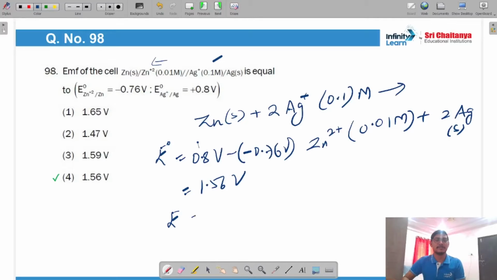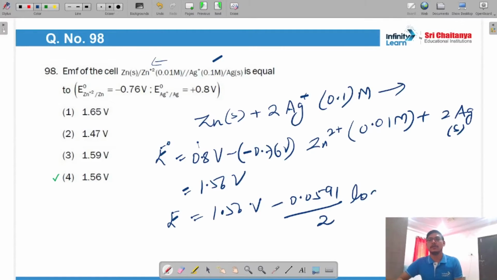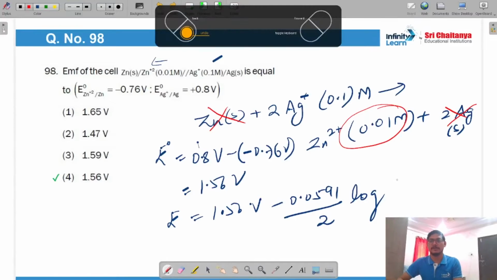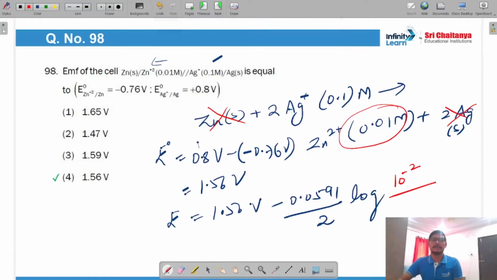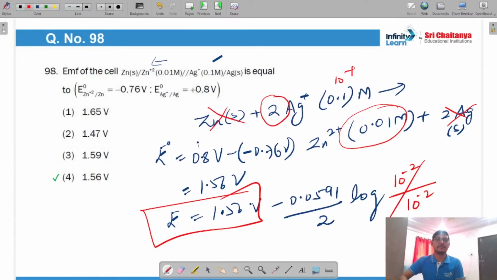Now the Nernst equation says E is equal to E naught, which is 1.56 volt, minus 0.0591 by number of electrons, which is 2 for this reaction, logarithm of products upon reactants, basically the reaction quotient. We will not be writing zinc and silver because they are solids. We'll be writing zinc ion here, which is 0.01, or 10 to the minus 2, divided by the square of the concentration of silver, which is 10 to the minus 1. So it would be 10 to the minus 2, right? The square. So you can see it is log 1 and it greatly simplifies your calculation. Log 1 is 0. Answer is 1.56 volt.